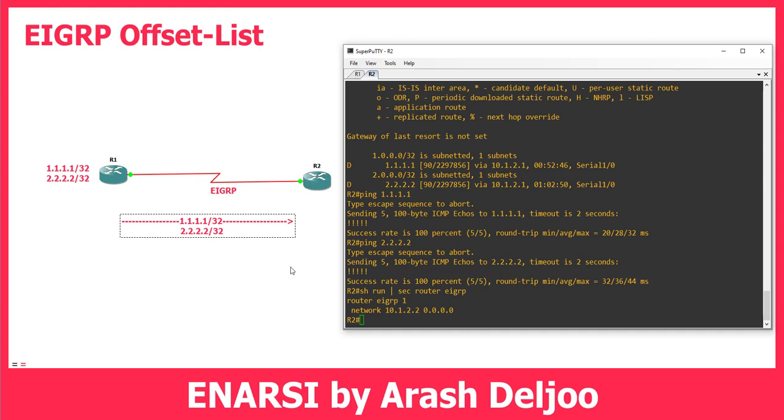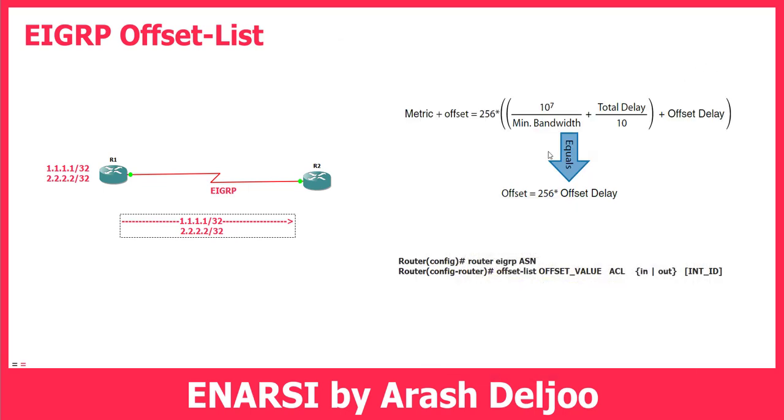Now, what is the functionality of the offset list? Don't forget, I'm not going to talk about the usage of the EIGRP offset list, but about its functionality. With the offset list, you can tune the metric of one route.